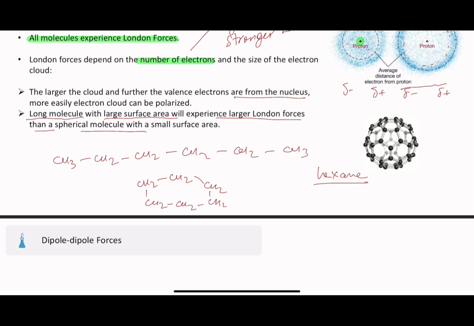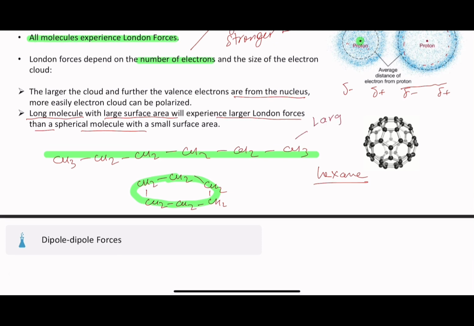This is like a cycle, you see? So this guy is long, while this guy is spherical. Now, this one here will have larger London force because of surface area, even though they have the same amount of electrons. But because of the surface area, this guy has a larger London force.